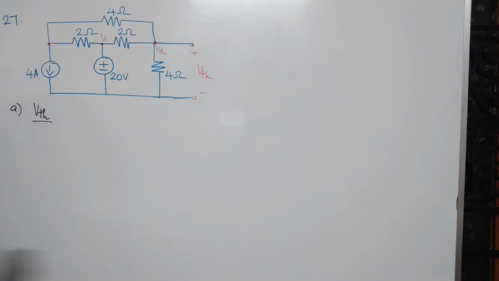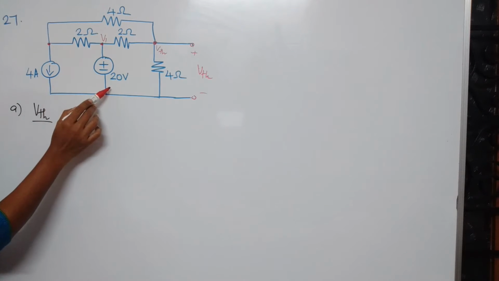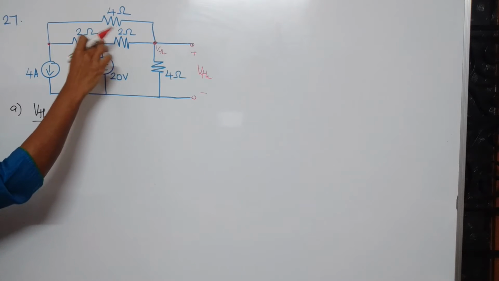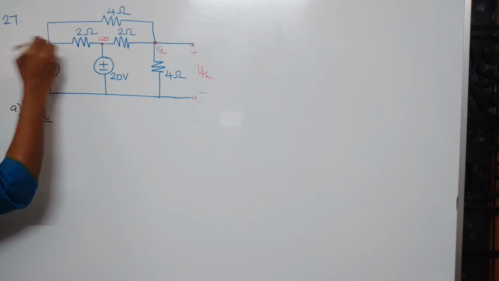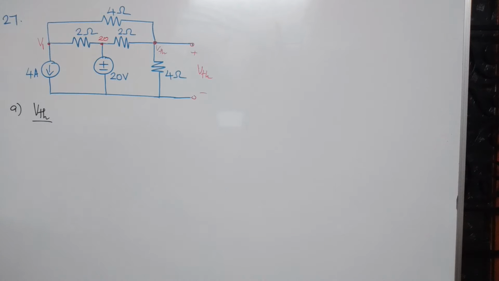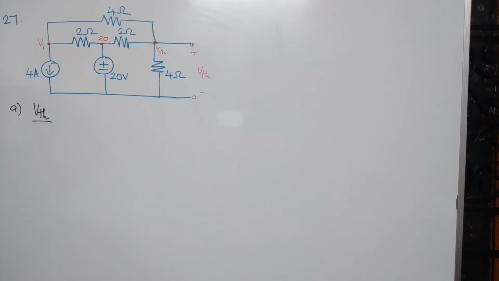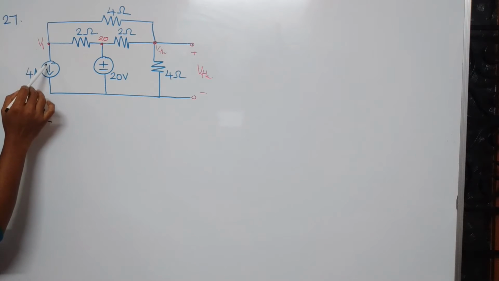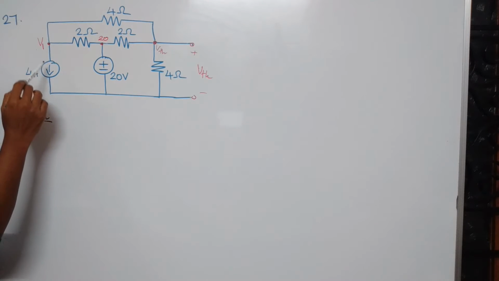But this V1 is 20 volt itself, right? So we can directly write this voltage as 20 volt and let this voltage be V1. Now we can write node equations with respect to node V1 as well as node VTH and find VTH. First we'll take this node. There are 1, 2, 3 branches associated with it. Here current is flowing outward.